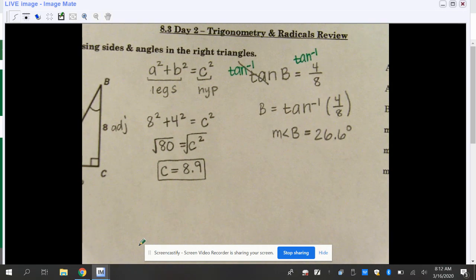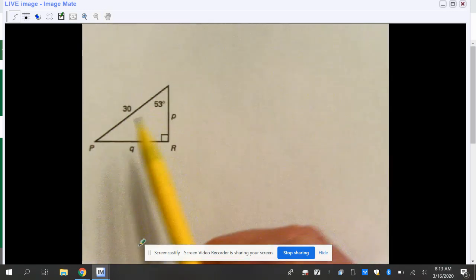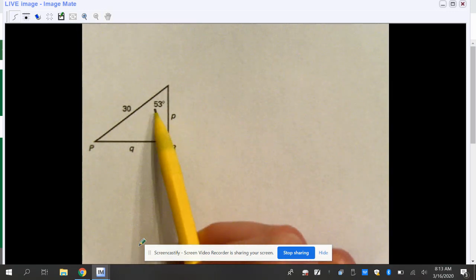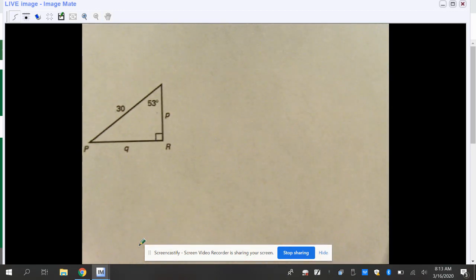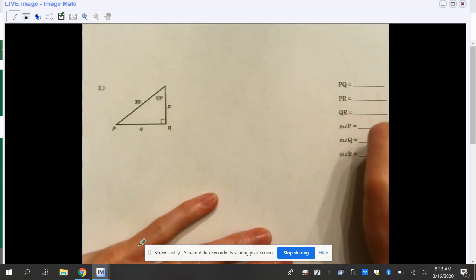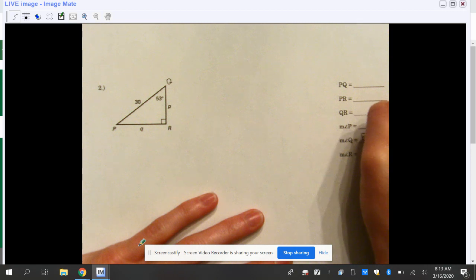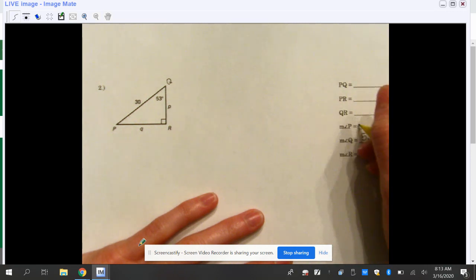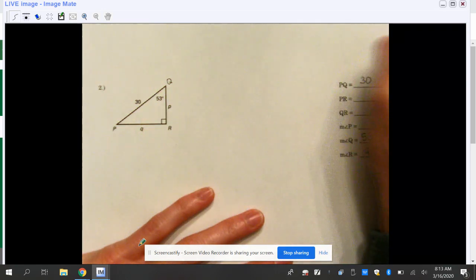So now we're going to look at this other case right here. So we've got this triangle. Now we know only one side, and we do know one of the other 2 angles. So I can start by saying, okay, the measure of angle R is 90 degrees. That's my right angle. Oh, Q got cut off here. The measure of angle Q is 53 degrees. I don't know the measure of angle P yet, and I know PQ is 30. So now I'm left to find these 3 things.